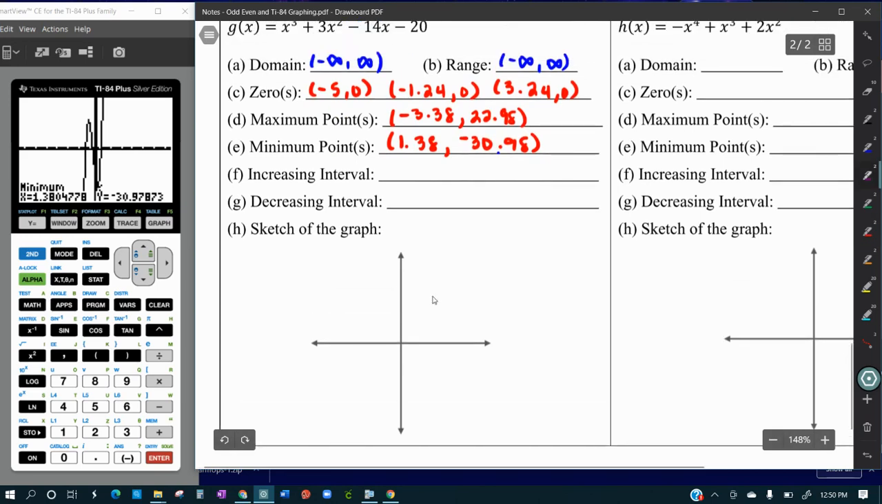Let's start with my zeros. I have a 0 at -5, so somewhere over here at -5. Then I have another 0 at -1.24. Then I've got another 0 at 3.24.